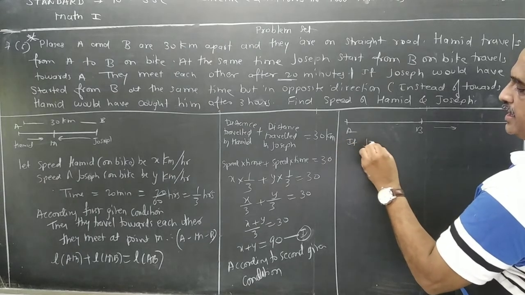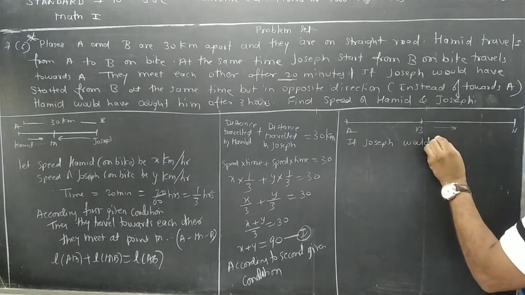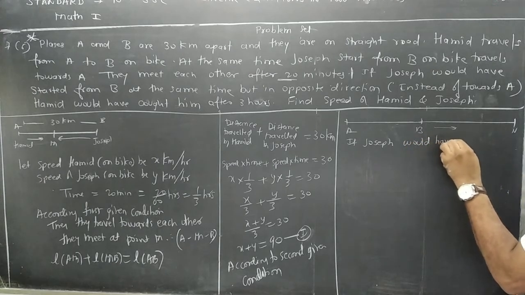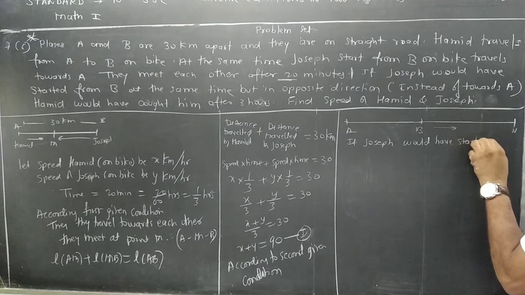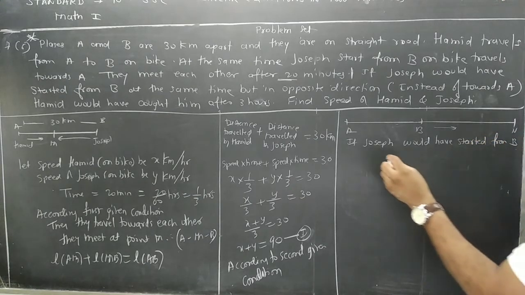If Joseph would have started from B in opposite direction.